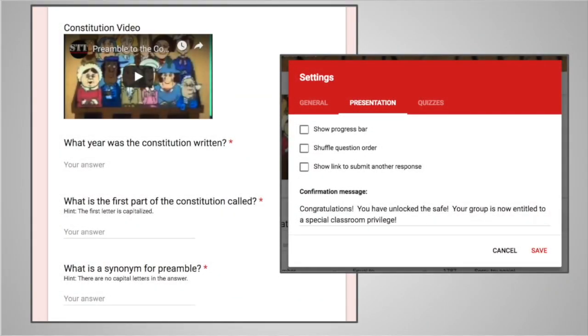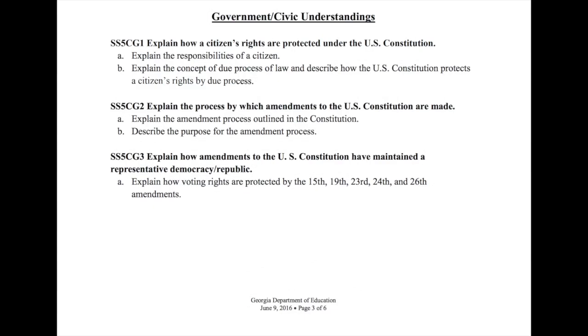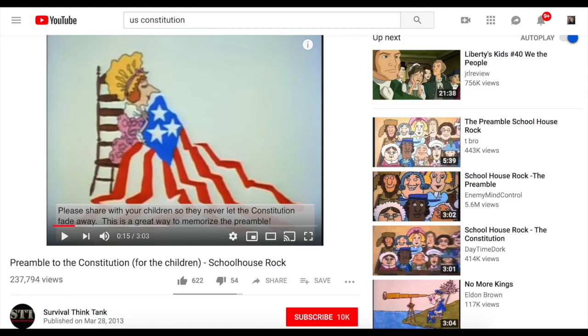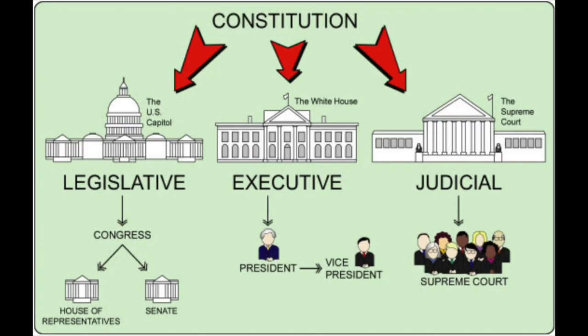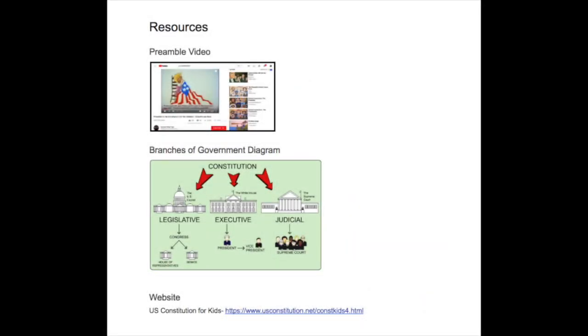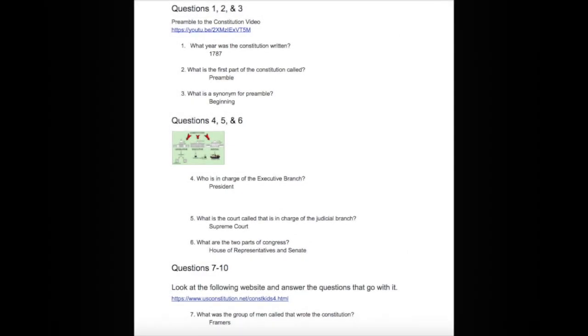Before you start creating your game, you will need to decide on the learning outcomes or standards you will be using. You'll also want to go ahead and gather your resources. Think about using a variety of resources such as videos, charts and graphs, websites and images. We recommend creating a document to put all of your resources in one place.